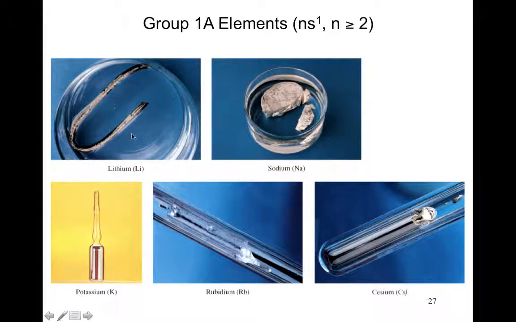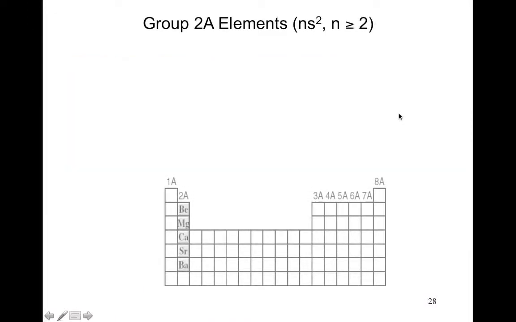Here's what some of them look like. Mostly shiny metals. Lithium's a pretty shiny metal. Sodium's a pretty shiny metal when you first cut it. Potassium, rubidium, cesium, they're all kind of shiny, metallic sort of things.